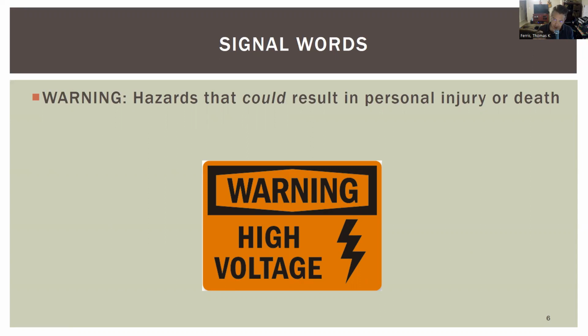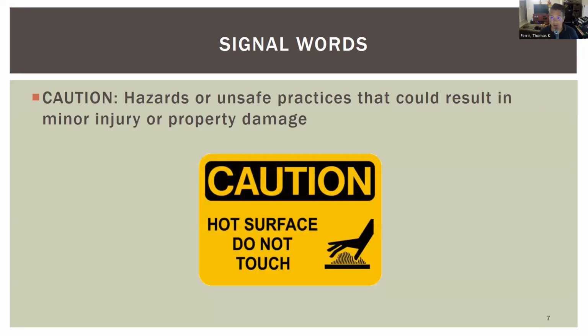But warning is between danger and caution. And then caution is generally things where you could have a minor injury or property damage, but these are not major, like death sorts of scares here. So again, danger, and then warning, and then caution. And each of those has scoped meanings in the world of warnings.